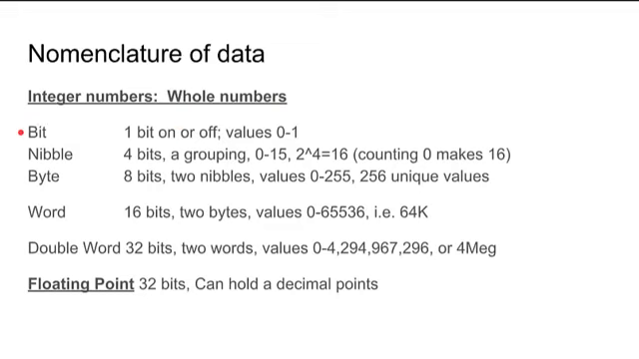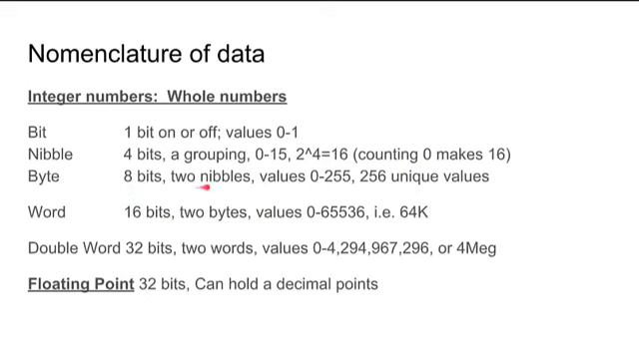But we have some special names. A bit is 1 bit. It's on or off, and the values are 0 or 1. Now, if we take 4 bits together, it's called a nibble, and that'll make sense in a moment. It's a grouping of 4 bits, and they can signify a number from 0 to 15. We get that because if we take 2, which is the possibilities of a bit, to the power of 4, we get 16. Counting with 0 makes 16 possibilities.